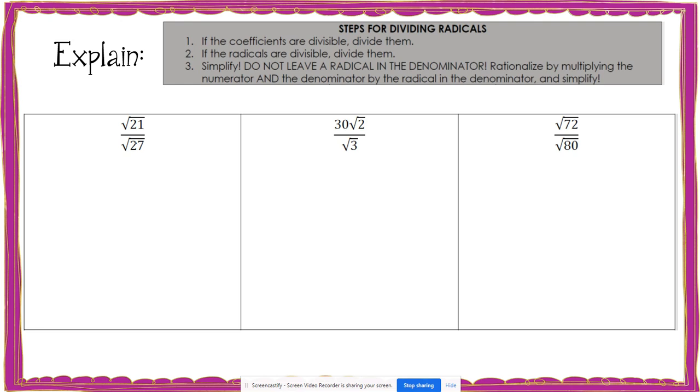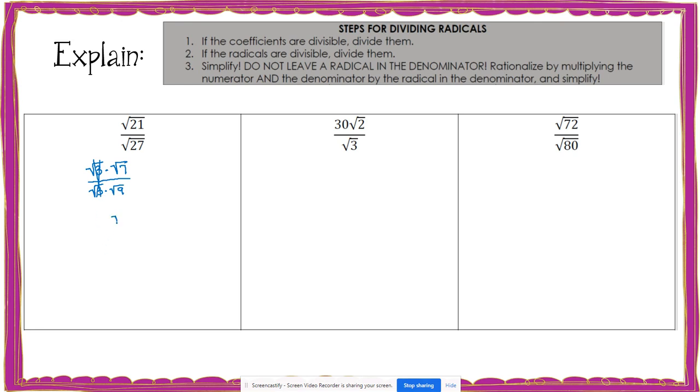For the square root of 21 divided by the square root of 27, we know that neither of these can be divided by the other, so we're going to look for some common factors. Well, when I think about 21 and 27, I know that they have a common factor of 3. So I'm going to rewrite the square root of 21 as the square root of 3 times the square root of 7. Then I'm going to rewrite the square root of 27 as the square root of 3 times the square root of 9. Well, when I look at this, I have a common factor of the square root of 3. That means that those two will cancel each other out.